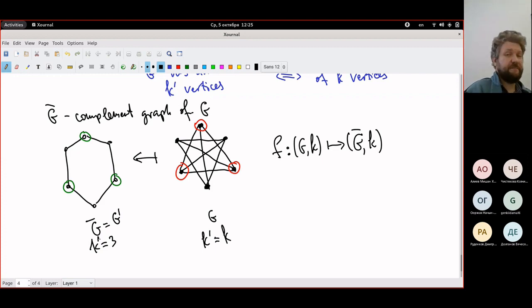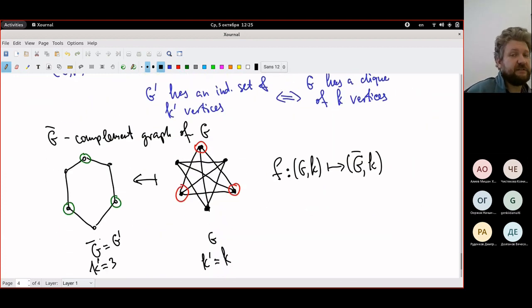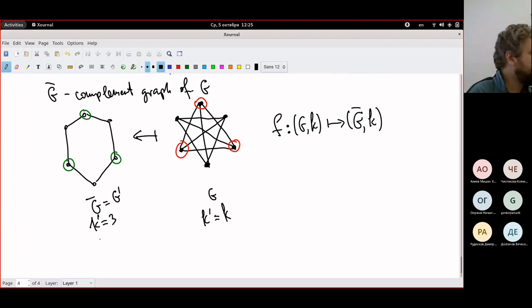Okay, so we had a clique. We want to reduce clique to independent set. A clique in the original graph exactly corresponds to an independent set in the complement graph, right? So if this is red, it's a clique, and this green is an independent set, and vice versa. So this reduction reduces clique to independent set of the same size. Also, the same reduction reduces independent set to clique. Therefore, they are both here.